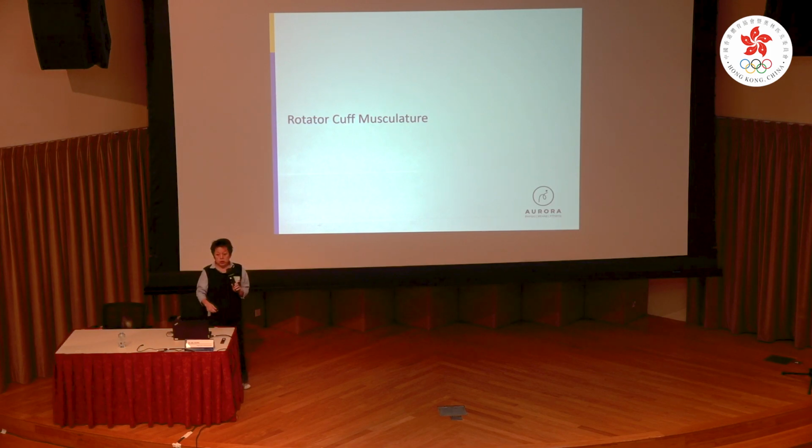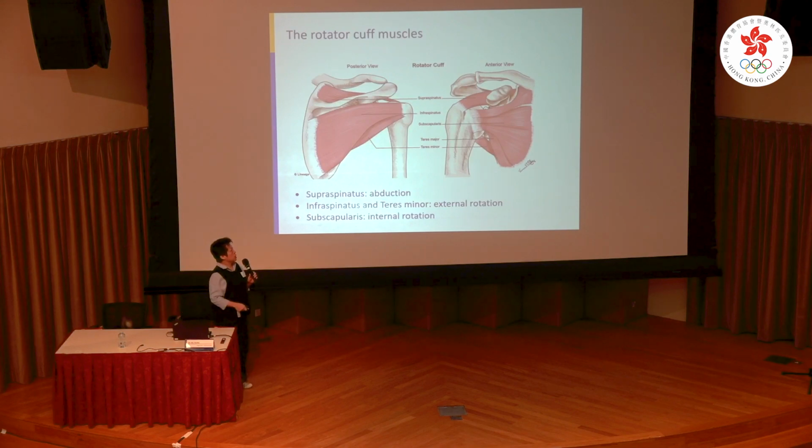So the first one we want to look at is the rotator cuff musculature. These are the innermost muscles within the shoulder. This is looking from the front. So this is your acromioclavicular joint. We have a few muscles in here. You have the subscapularis, and then the teres minor over here. And then at the back, you have the supraspinatus, and then the infraspinatus underneath. So these are four muscles that are closest to the shoulder joint.